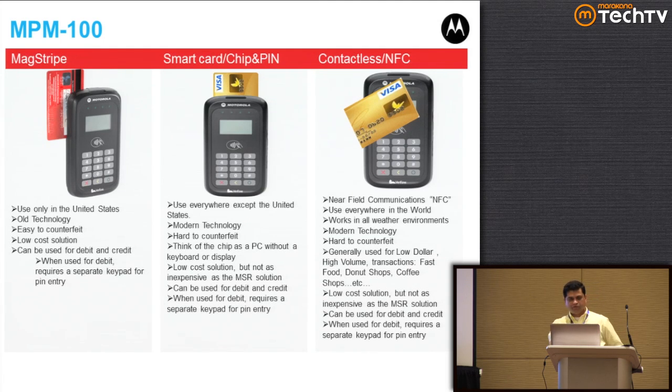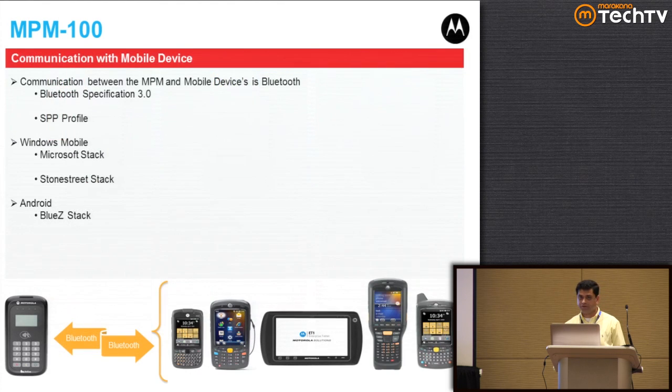We talked about the differences: MagStripe, smart card, chip and PIN, and contactless. The only thing I'm going to mention here that I didn't mention is that MagStripe is easy to counterfeit. It's an old technology. And it's very, very low cost compared to the other two. Whereas the other two require new infrastructure, and it costs more for the merchant, for the card networks, and the issuing bank. For all, it takes money.